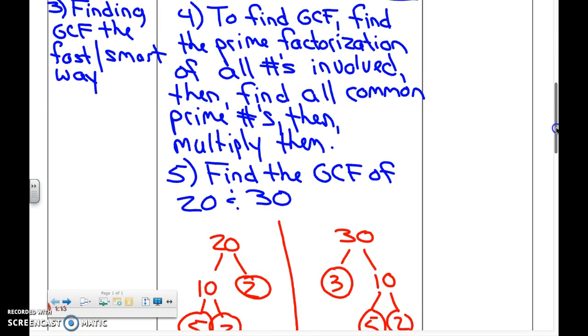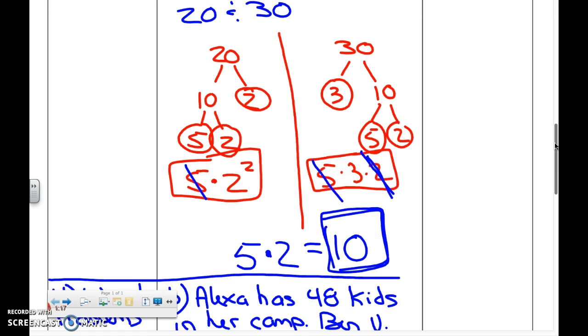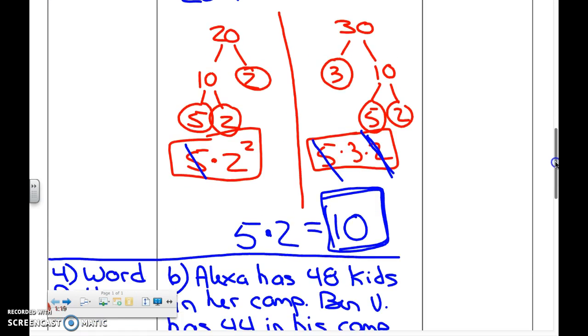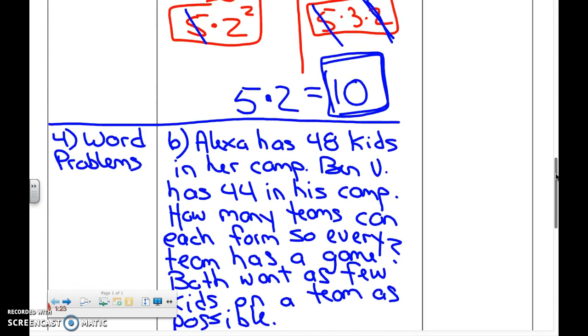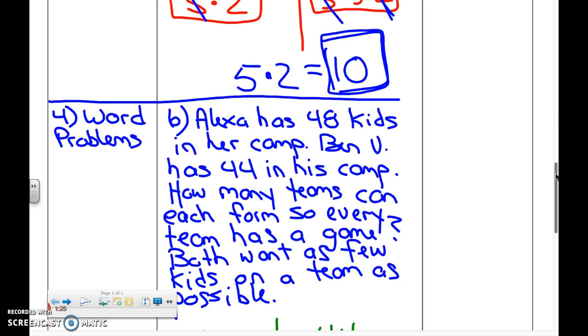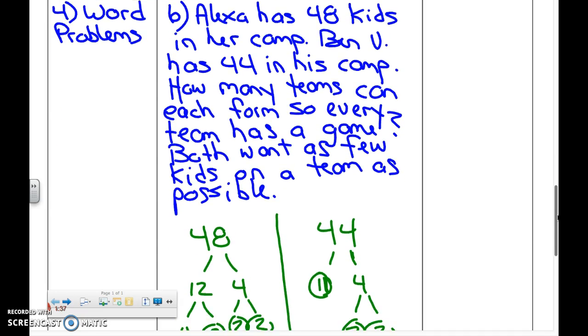So we did a couple of practices. We did one just straight up, here's two numbers, find the GCF using prime factorization. And the second example, we talked about Alexa and Ben running camps. They each had a certain amount of kids in their camp, and they wanted to create competition between the camps. So they split their kids into the greatest amount of teams they could so that every team would have a game. And we again went through prime factorization to find GCF.